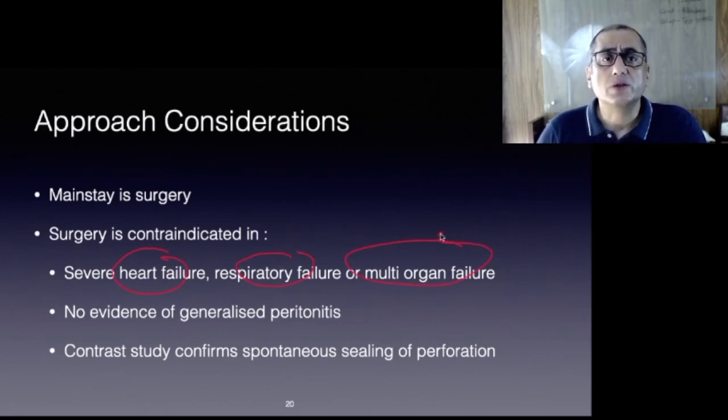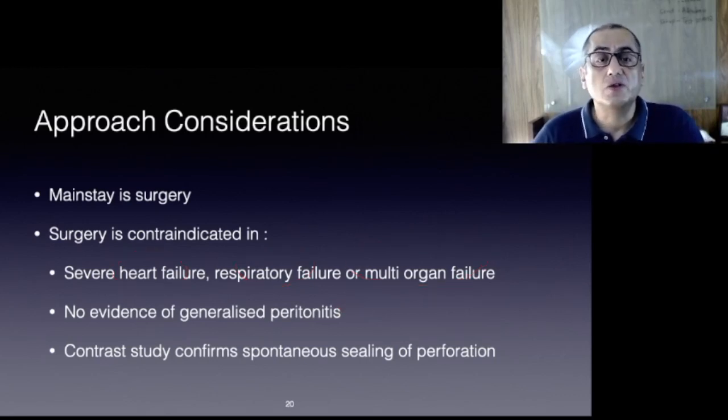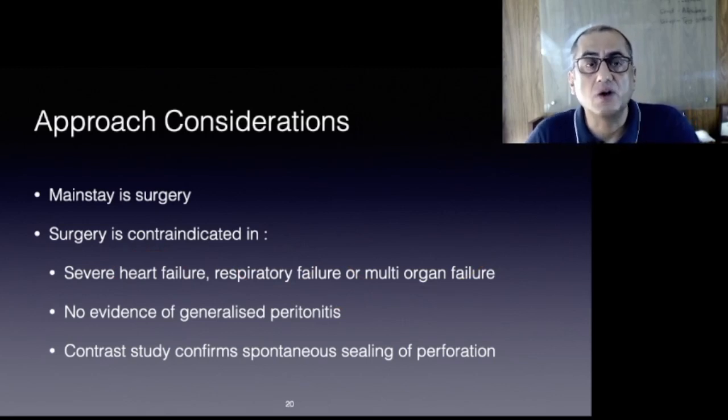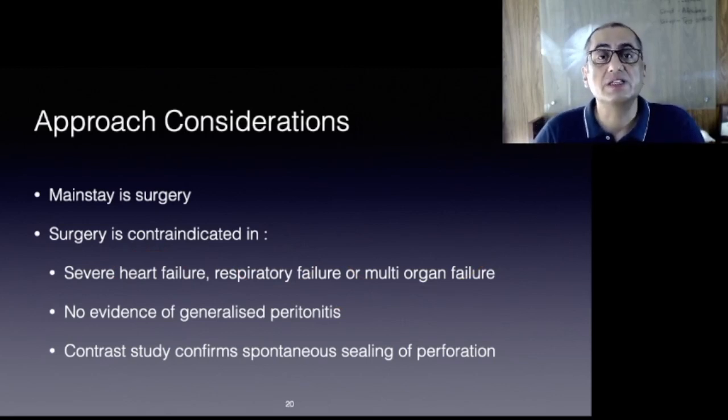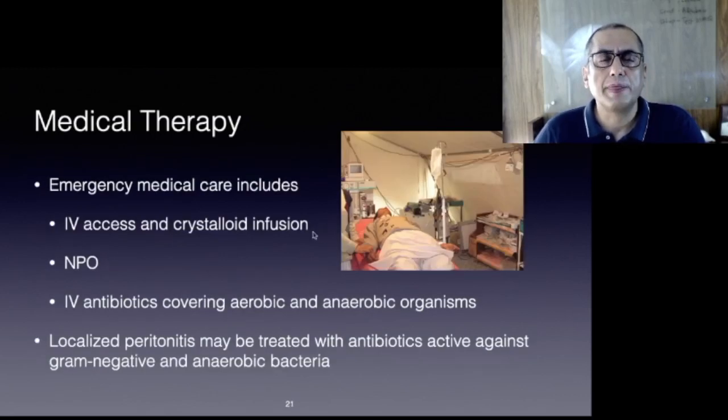It is also contraindicated if the patient refuses the operation and no evidence of a generalized peritonitis exists. Finally, surgery is contraindicated if a contrast meal confirms spontaneous sealing of the perforations, for example, a perforated duodenal ulcer, and the patient prefers a non-surgical approach.